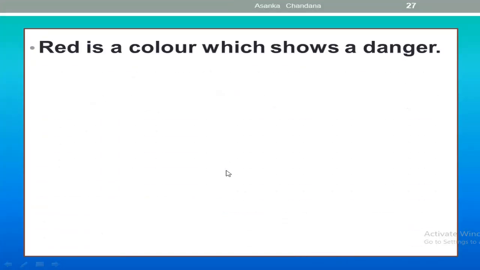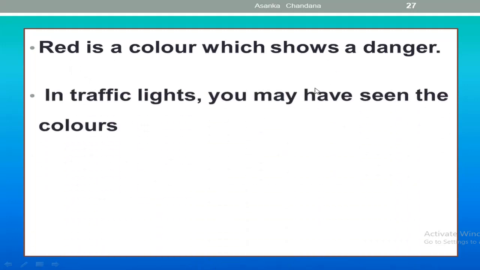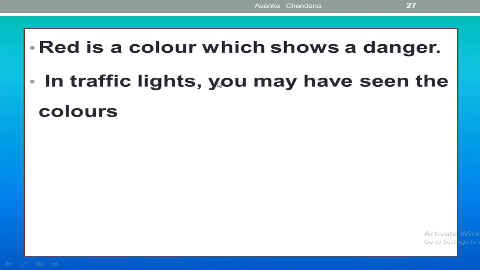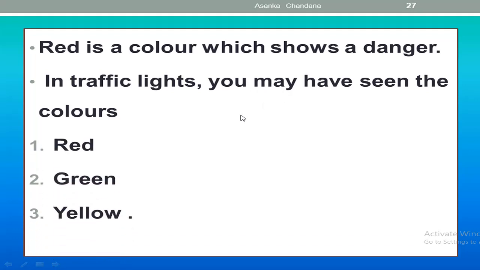Red is a color which shows danger. In a traffic signal, you may have seen the colors red, green and yellow.